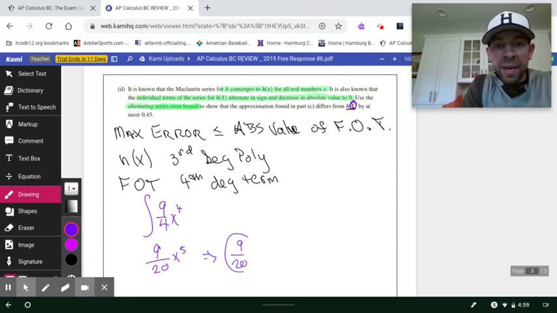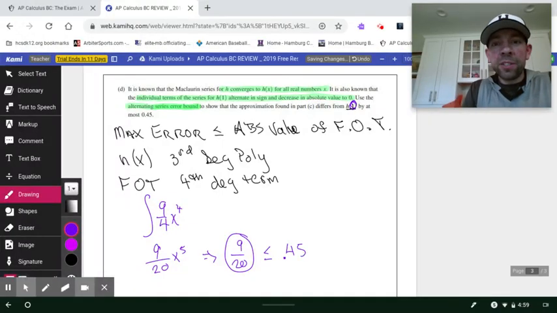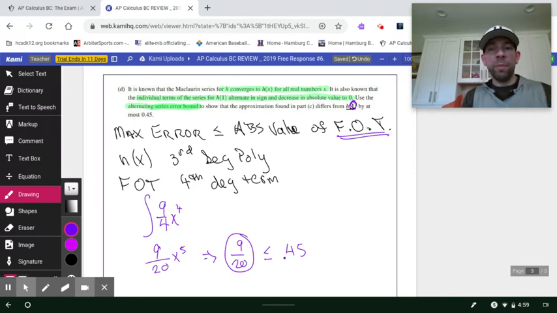So this is my maximum error, and that is less than or equal to 0.45. And in fact, I think they're precisely equal. But it's all about getting that first omitted term. And once you get that first omitted term, substitute the 1.